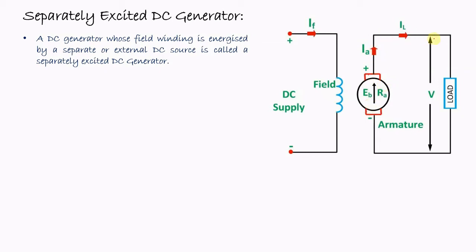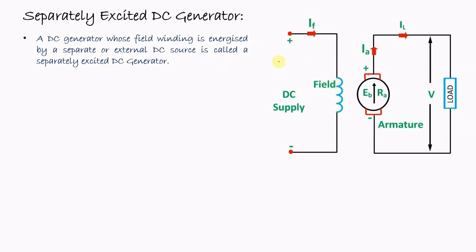Then this armature is connected across the load. So when the EMF is induced in the armature, it will give the power supply to the load, and the electrical energy will be consumed by the load. Here, this is represented as a field winding, that means the stator field winding. When the current is supplied to the stator field winding, then the magnetomotive force will be developed.